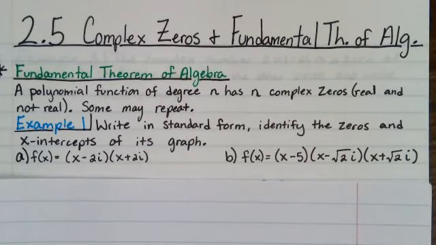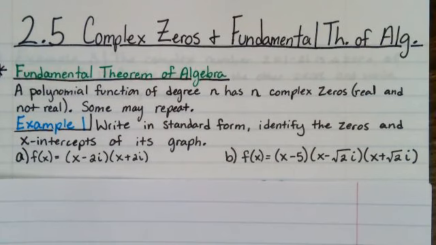Alright guys, in this video we are going to talk about section 2.5 with complex zeros and the fundamental theorem of algebra, which is a pretty large idea we've got to cover. Basically, your fundamental theorem of algebra is what you see on your screen right now. It says that a polynomial function of degree n has n complex zeros, and complex means real and not real, okay? And some may repeat.